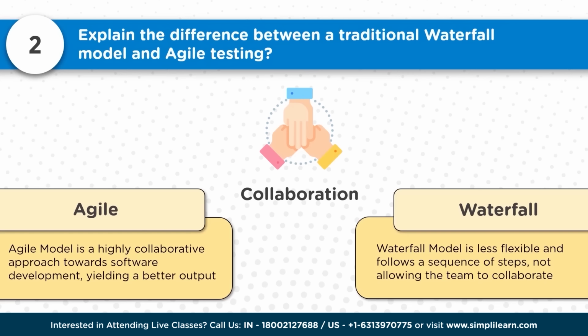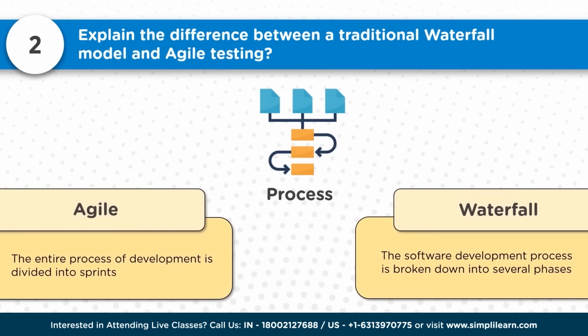It is least flexible and follows a sequence of predefined steps, which doesn't allow the team to collaborate. Even if collaboration happens, it will have a limitation because everything is defined and one has to follow it and comply with it. There is no opportunity or option to change anything easily in the waterfall model. Then processes. The entire process of development is divided into short iterations, so that in each of these iterations a working piece of the product comes out.